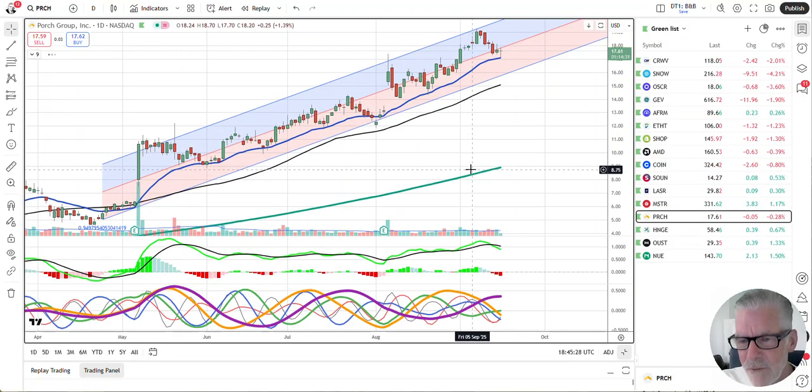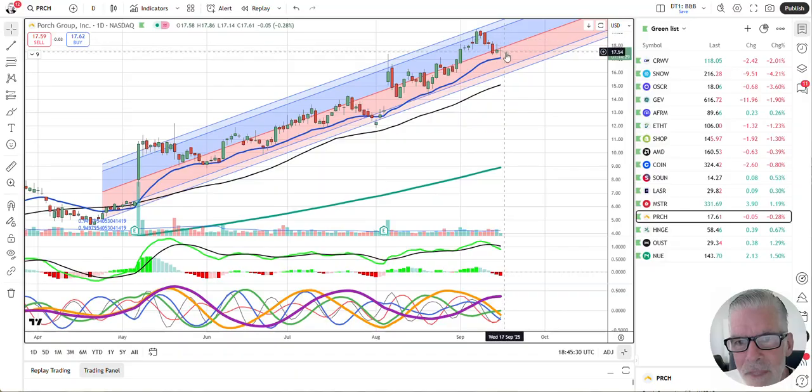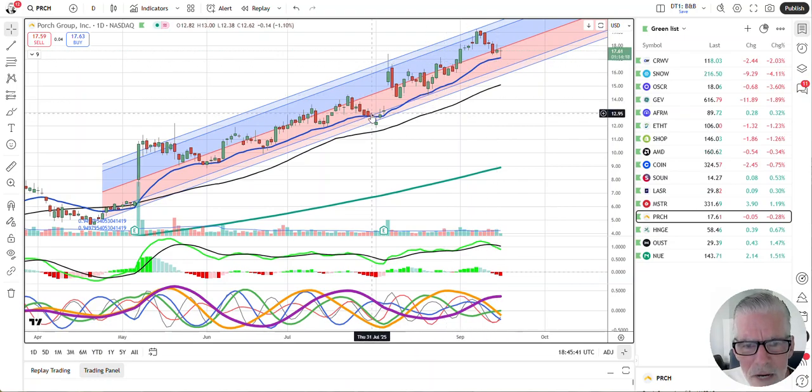PRCH is a software play. I like this little soft pullback into the 21 period moving average. Nice little doji today. This is good. This is as bullish as it gets. Bullish, and a good place to enter. Every time it's down to at or near the 21, it bounces up quite nicely. 21, bounce up. 21, bounce up.